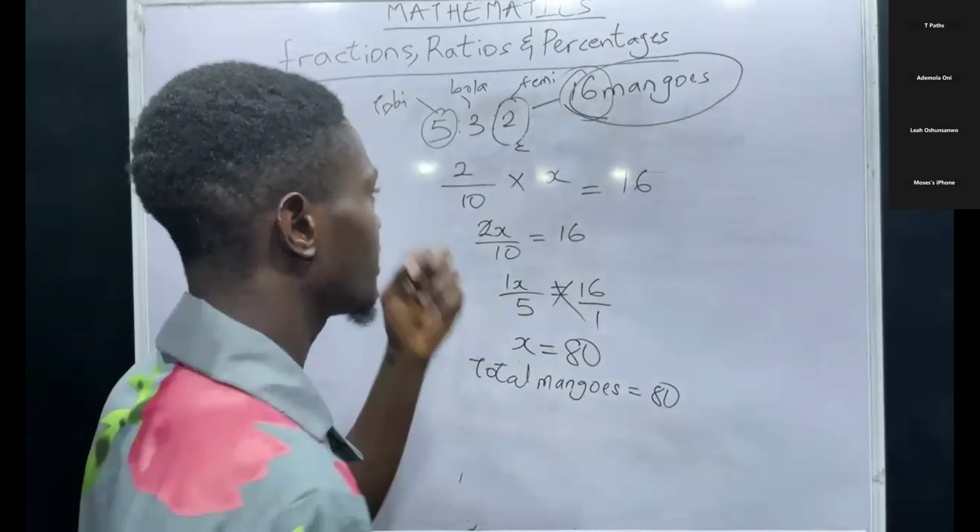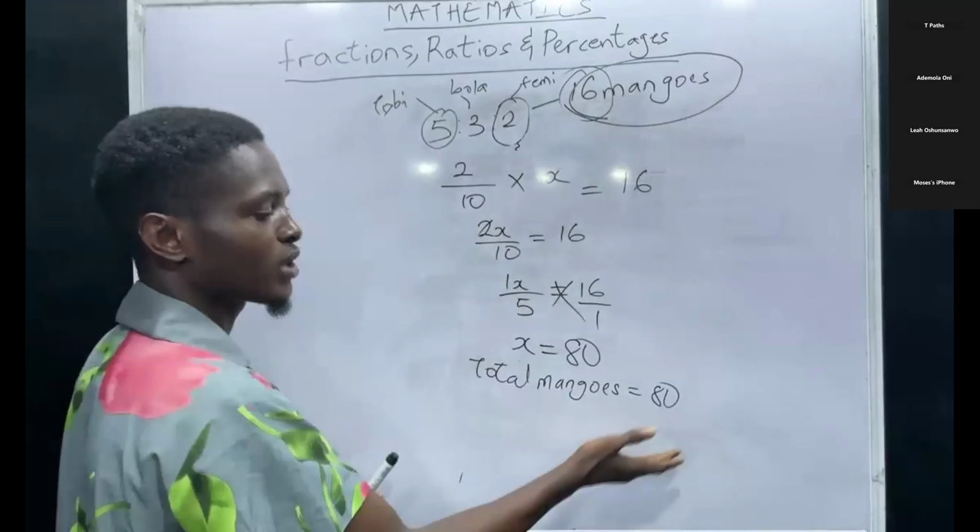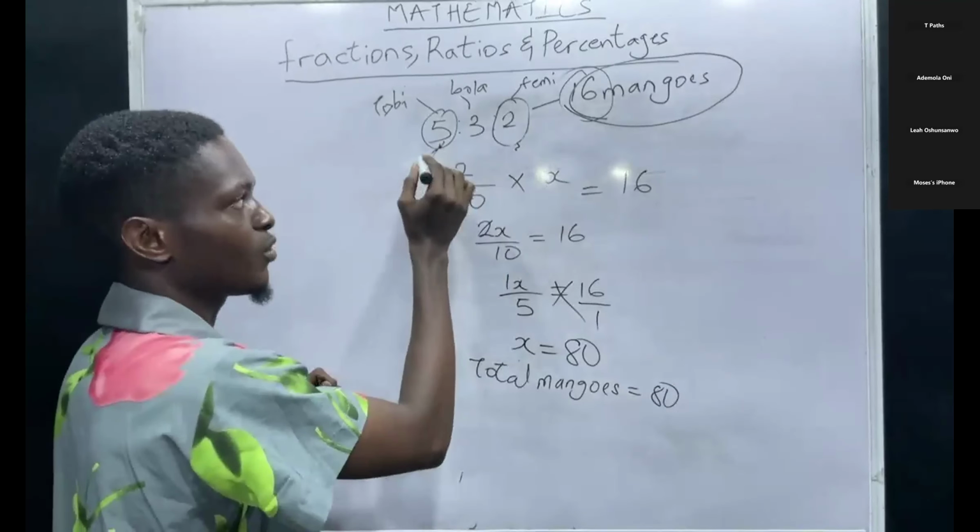Now looking at the question, we are told to find the largest person's share. So we only used this lowest person to get the total mangoes. Now we are told to find this person's share of the mangoes. Now I said this person's proportion of mangoes simply equals 40 mangoes. Is it clear now? Yes, sir.